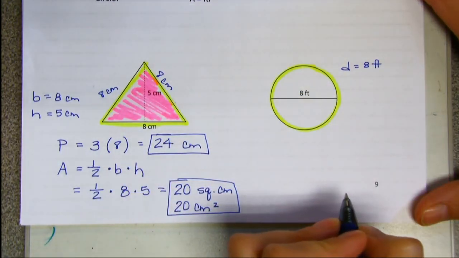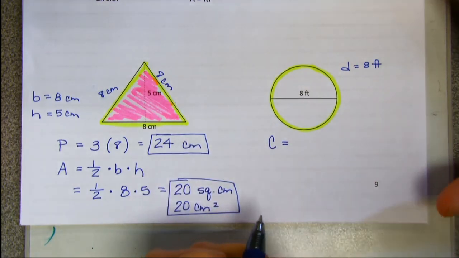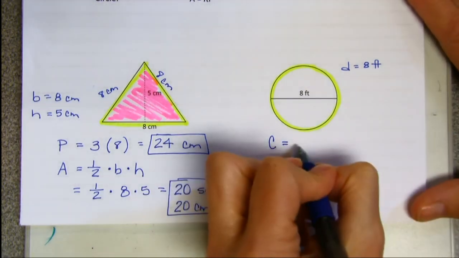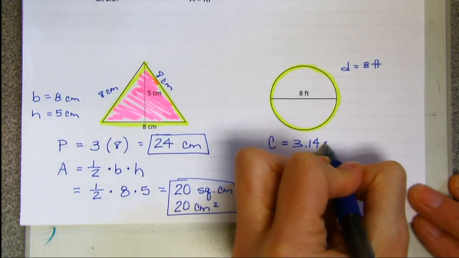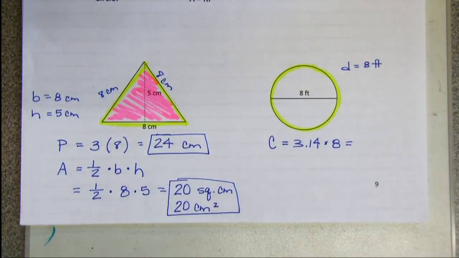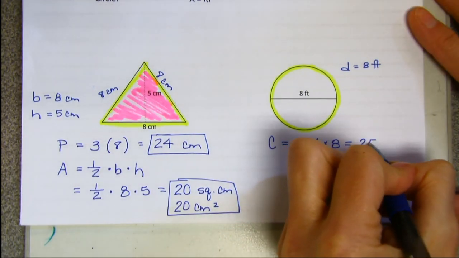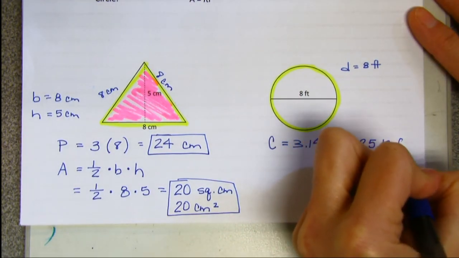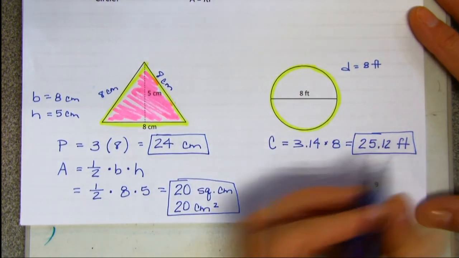So, let's see, I should have enough room down here. Circumference is pi, which remember we're using 3.14, times diameter, which is 8. So if you go to your calculator and do 3.14 times 8, you get 25.12 feet. And perimeter and circumference, we just give the units.